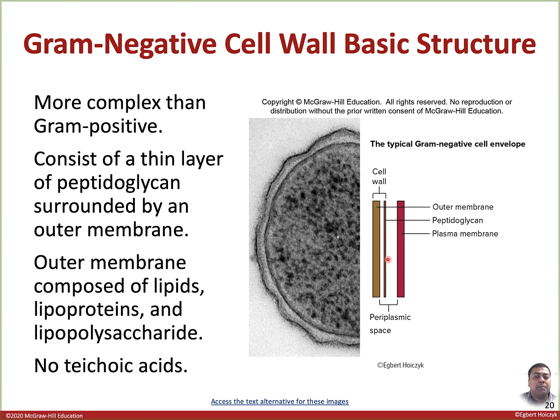On top of the peptidoglycan layer, there is an outer membrane composed of lipids, lipoprotein, and lipopolysaccharides. So this is called the lipopolysaccharide or LPS layer or the outer membrane. Very different and only present in gram-negative bacteria. There is no teichoic acid present in gram-negative bacteria as well.